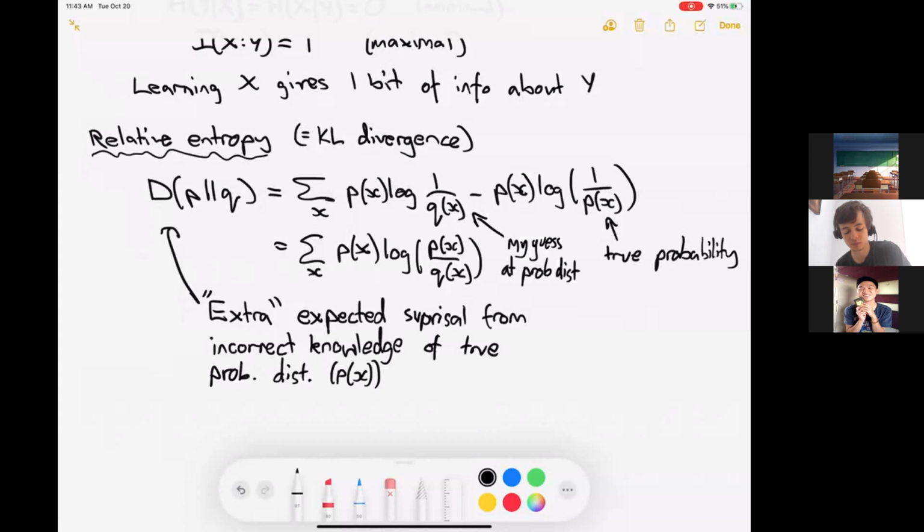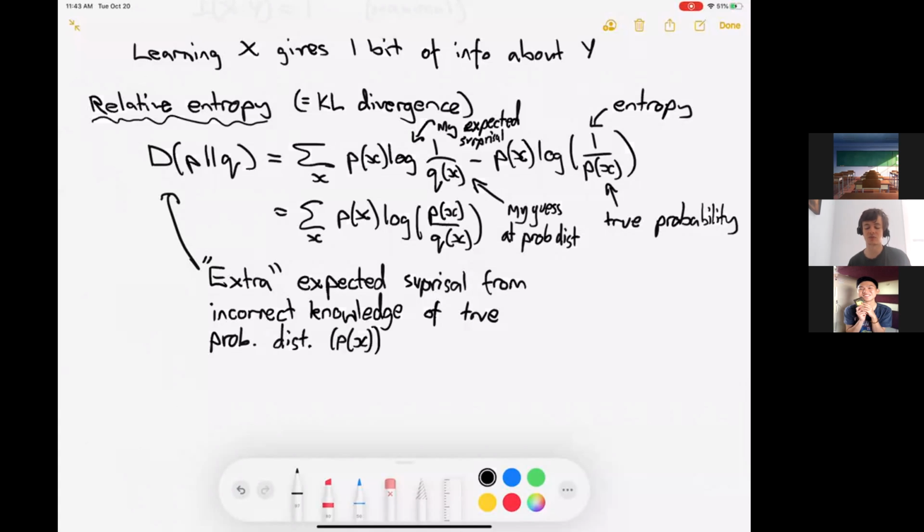Okay, and then this whole thing is my expected surprisal. And then this is just subtracting off the entropy, the inevitable expected surprisal just from the probability distribution. Because if I knew the right probability distribution, I would experience P log 1 over P worth of surprisal on average. But in fact, because I had this wrong guess Q at the probability distribution, I experienced P log 1 over Q worth of surprisal on average.